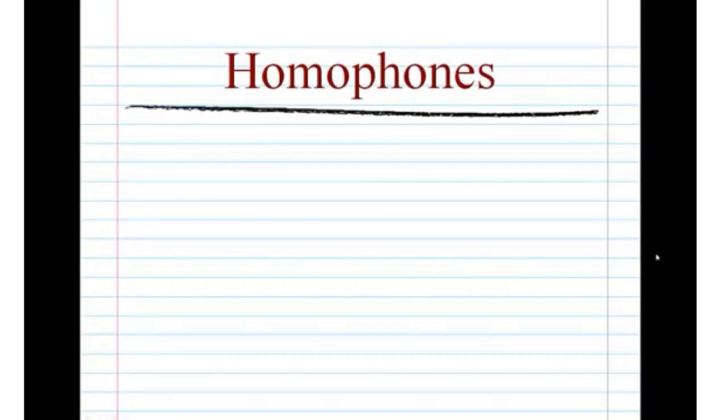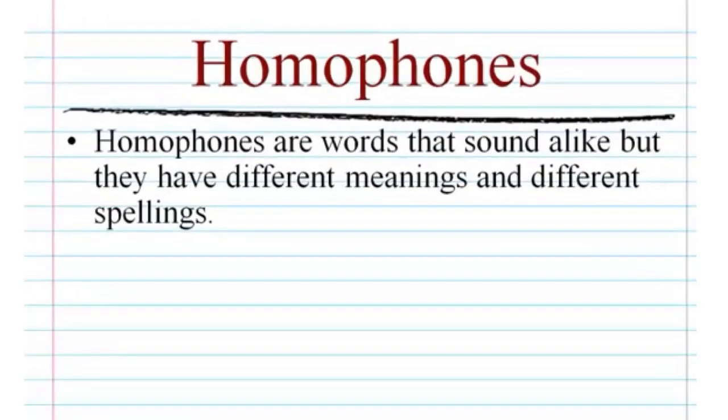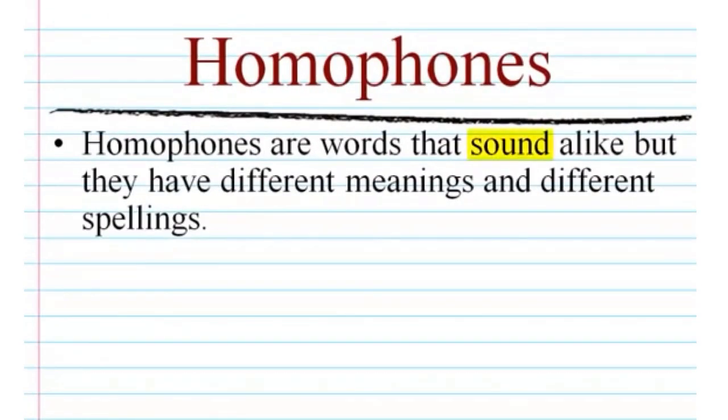Let's start with homophones. Homophones are words that sound alike, but they have different meanings and different spellings. Now, I find it sometimes hard to remember the difference between homophones and homographs. So, we're going to take a look at the Greek word parts of the word to help us remember what homophone means.